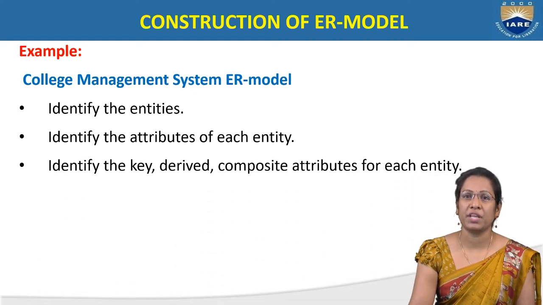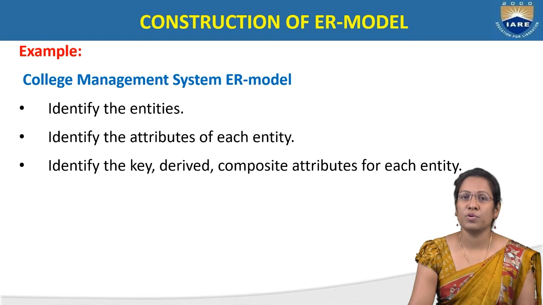Now coming to step 3: after identifying the attributes, attributes are again categorized into some four to five types. In those attributes we need to identify which are key attributes, derived attributes, stored attributes, composite attributes and multi-valued attributes. A key attribute is one which uniquely identifies the record in the table, and a derived attribute is one whose value is extracted from some other attribute, which is called the stored attribute.